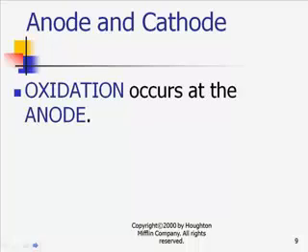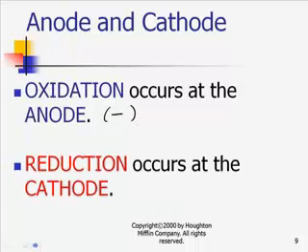Okay, so a couple of new terms. Anode. The two cells have electrodes in them, and the one at which oxidation occurs we call the anode, and we assign it a negative charge, and the cathode we assign a positive charge. That's where the reduction occurs.